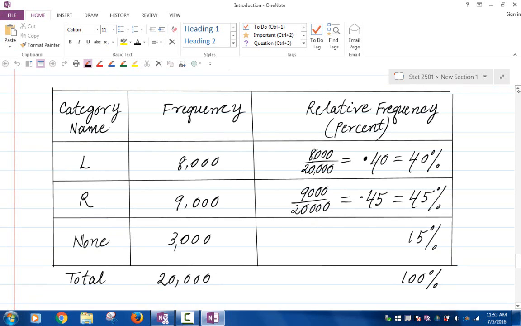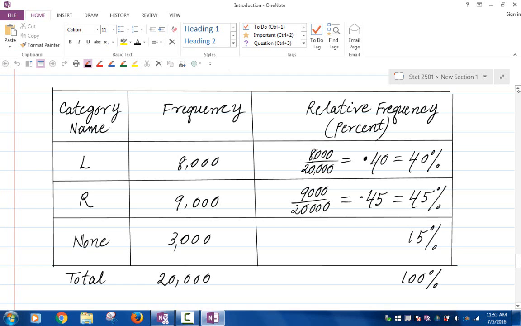Now, I can also graphically represent this table. How am I going to graphically represent this table? Again, relative frequency tells you what? 0.4 is the proportion of sampled voters who prefer Landon, and 0.45 is the proportion of sampled voters who prefer Roosevelt. Is everybody clear? That's the meaning of relative frequency.